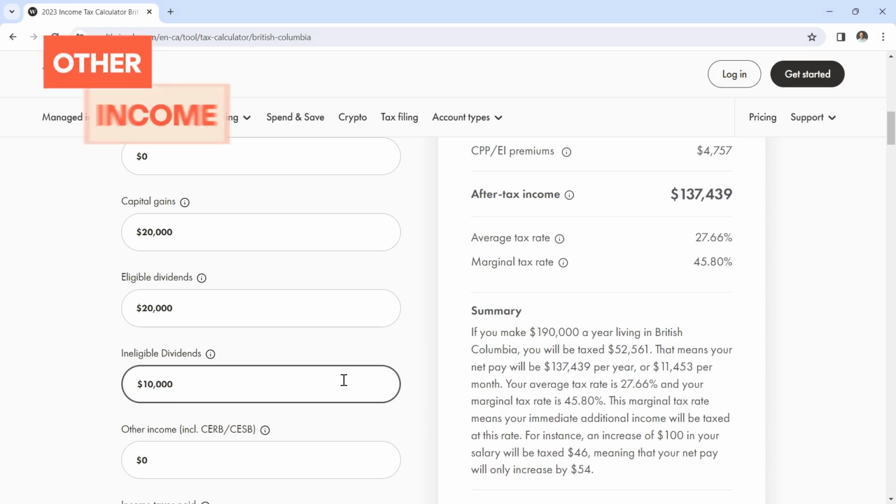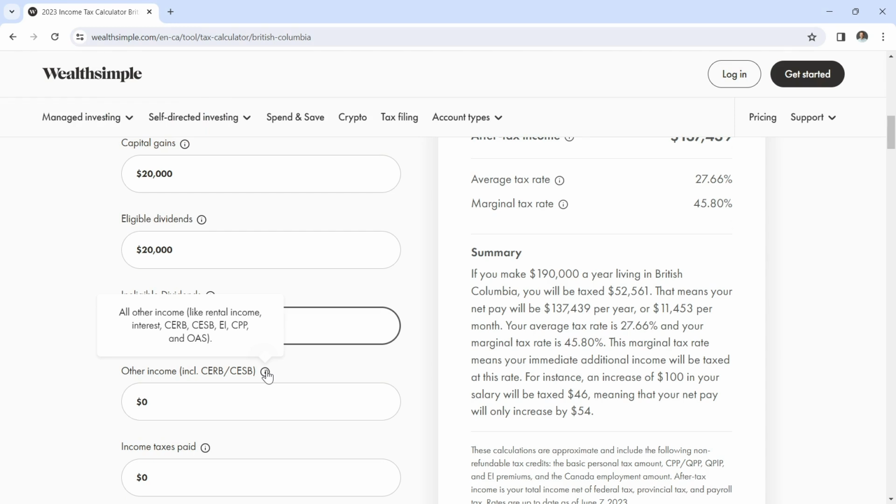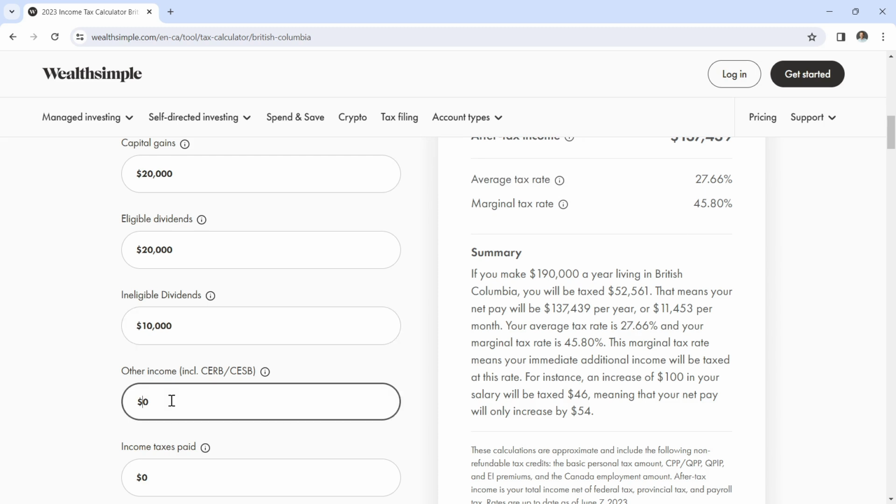And then lastly, we have other income. It does tell us that this could be CERB, CESB, EI, CPP, and OAS, among other things. It could be rental income, it could be interest income. Any other income that you have, it could be foreign income, just enter it in here and it will encompass a whole bunch of different types of income. Again, we're just trying to get a close estimate of your total income so that the calculator can apply the appropriate marginal tax rate when we enter our RRSP contributions. In this case, I'll again just enter a number. Let's say I earned $10,000 in other income.